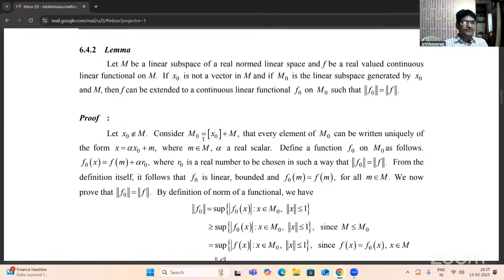So every element of M naught can be written uniquely in the form, and what is that form? Here small x, according to our assumption, equals the generated element, that is the cyclic part. Cyclic means generated by an element of a group. That generated element can also be written as A into x naught plus small m, where A is any scalar, or alpha x naught.